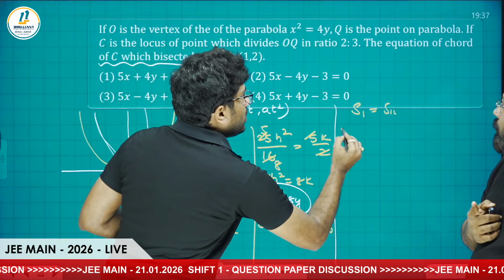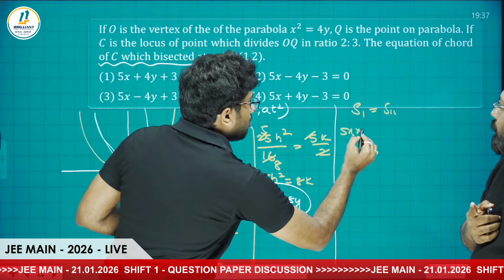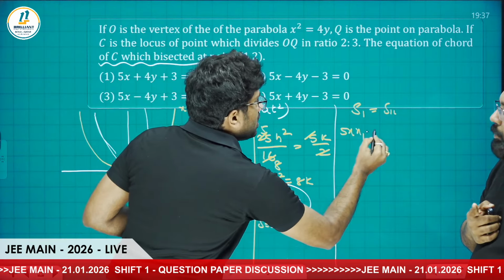S1 means 5x·x1 minus 4 times (y plus y1) is equal to 5x1 squared minus 8y1 squared. They have given the midpoint as (1, 2). So x1, y1 will be 1, 2. Let's put x1 equal to 1, y1 equal to 2.